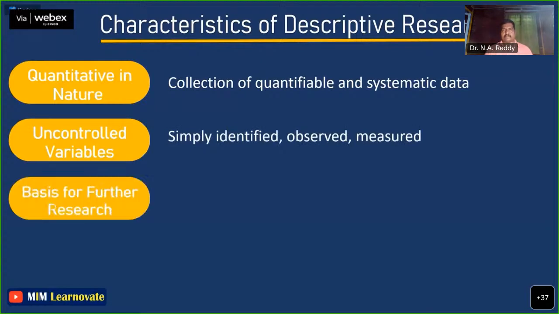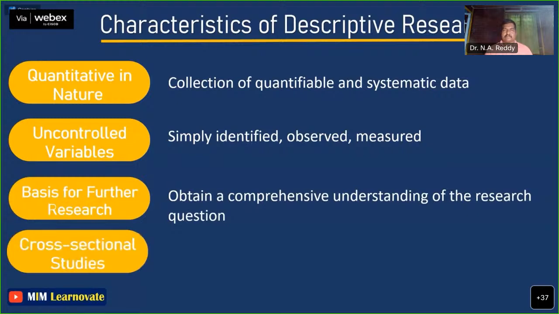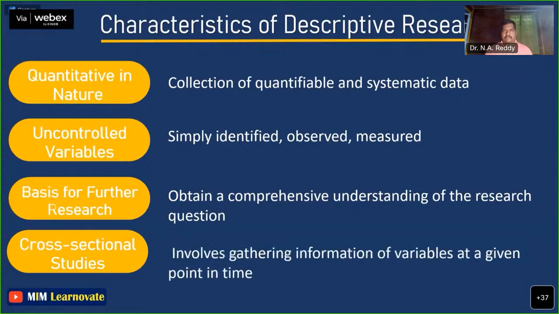A basis for further research. The data collected in descriptive research provides a base for further research, as it helps obtain a comprehensive understanding of the research question so that it can be answered appropriately. Cross-sectional studies. The descriptive method of research is generally carried out through cross-sectional studies. A cross-sectional study is a type of observational study that involves gathering information on a variety of variables at the individual level at a given point in time.